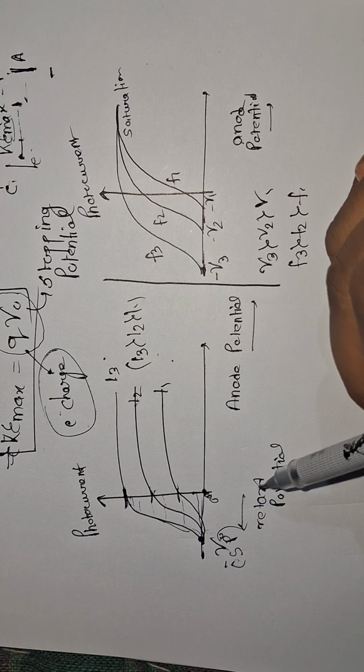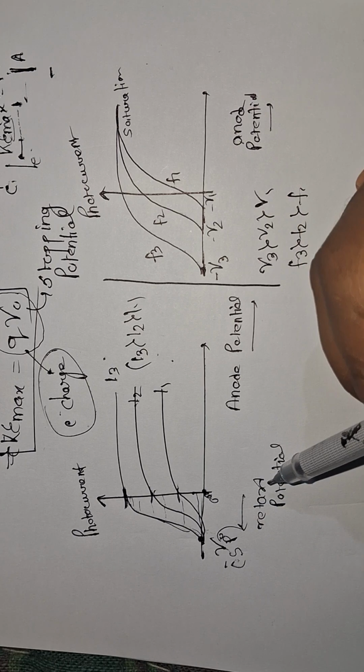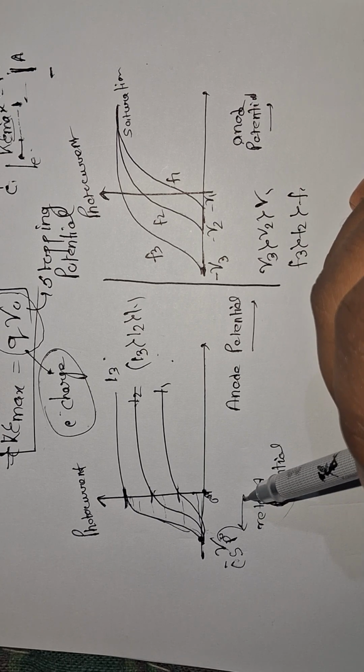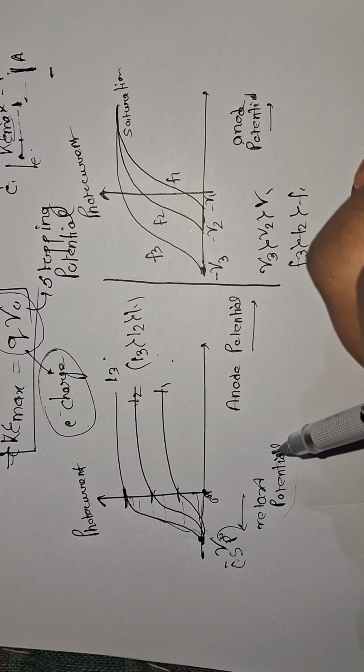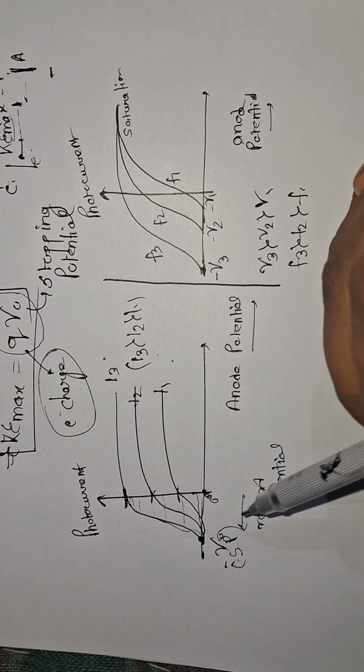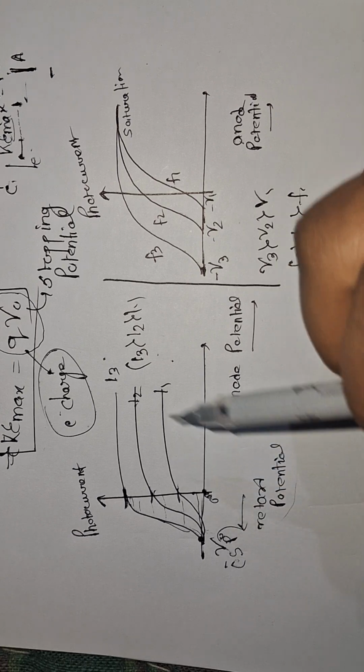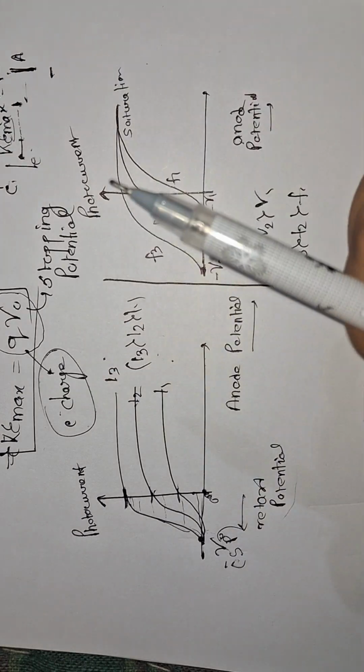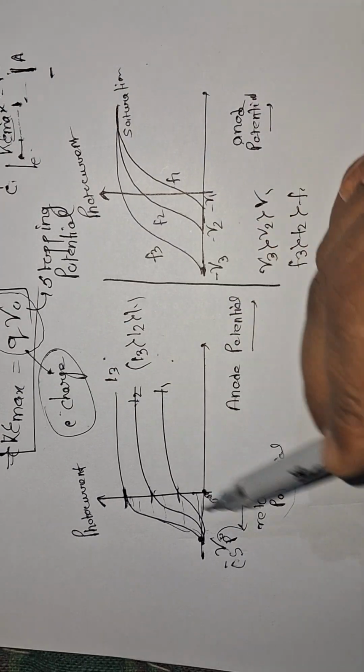The minimum retarding potential, which is enough to cause the movement of electrons to stop, will be my stopping potential, and it is negative. I guess it's quite clear from the graph. Similarly for I2 also, and similarly for I1 also.